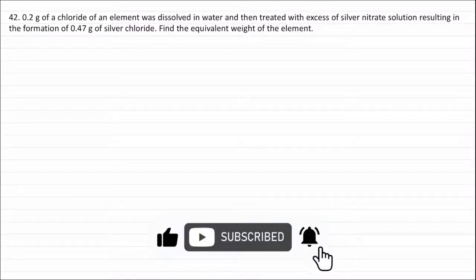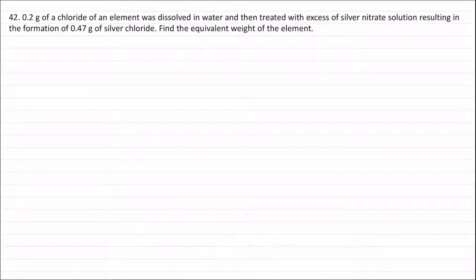Question 42. 0.2 gram of a chloride of an element was dissolved in water and then treated with excess of silver nitrate solution, resulting in the formation of 0.47 gram of silver chloride. Find the equivalent weight of the element. The equivalents of chloride of the element will be equal to equivalents of AgCl formed.